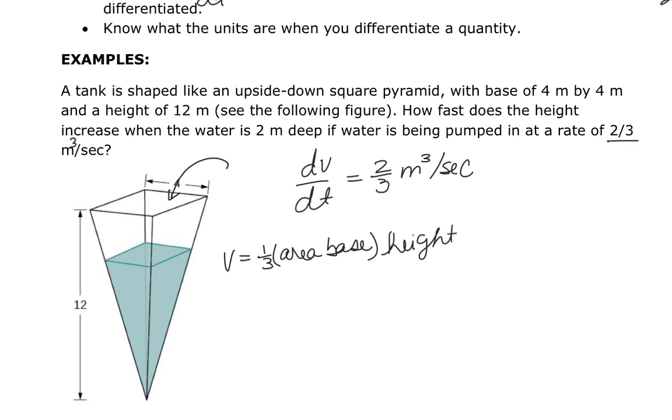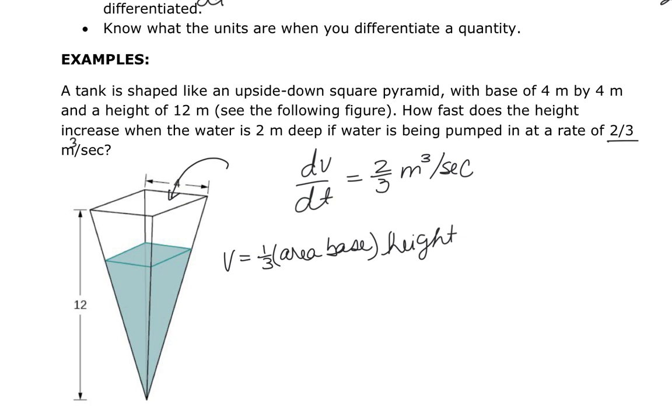And it's really tempting to put in these given quantities. I have 4 and 4 and 12, and I'm like, well, let's go ahead and put those in there. But here's the thing. If I put in my area of my base, which is 4 by 4, that's 16, multiply that by 12, divided by 3, I'm going to have the volume, but it's going to be a constant. So I'm not going to do that.